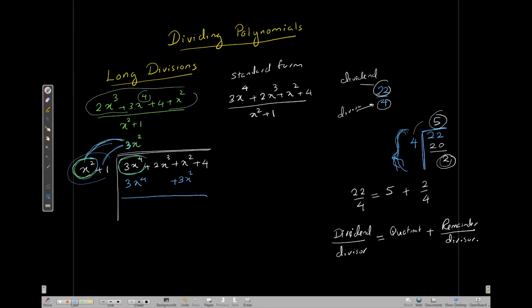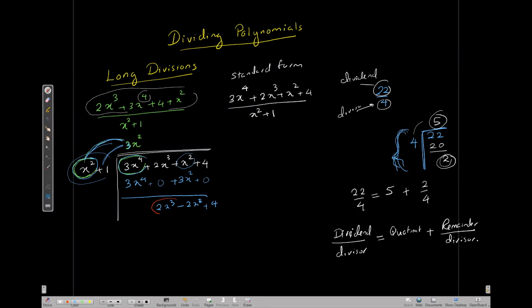Now subtract. So 3x to the fourth, 3x to the fourth, that will cancel. That always will happen. 2x cubed minus, you don't see any x cubed in your result, so 2x cubed. Then x squared minus 3x squared, that is going to be negative 2x squared. 4 minus nothing, or 0, so 4. Another trick is, you can just fill these things with zeros if it makes it easier.